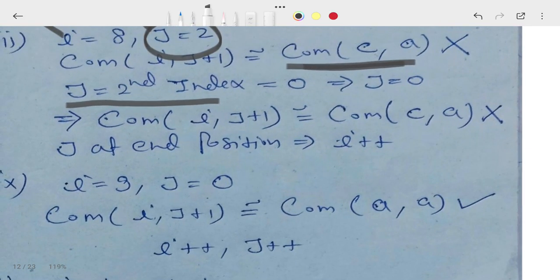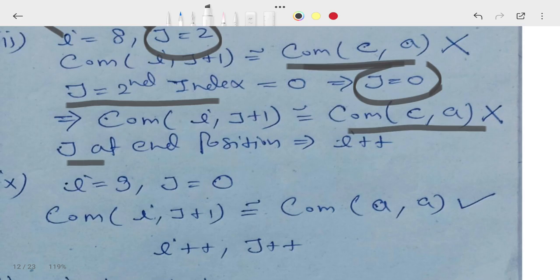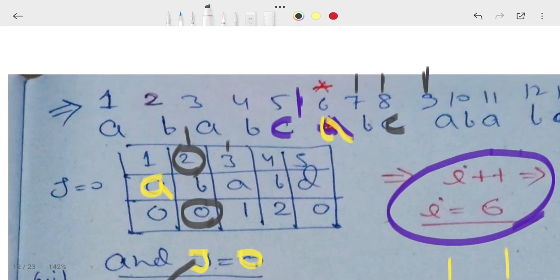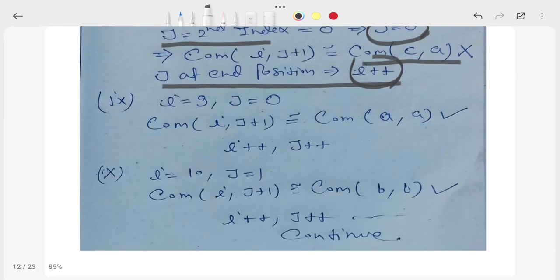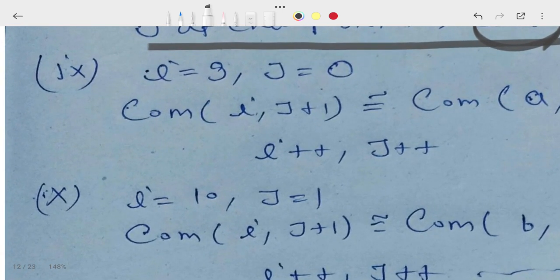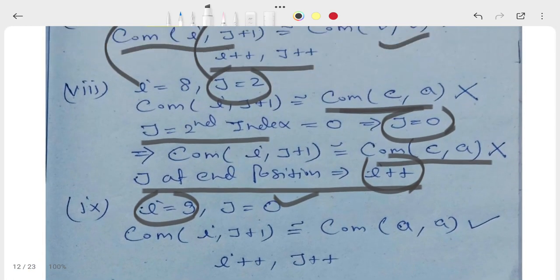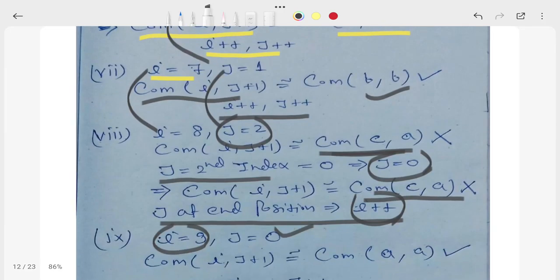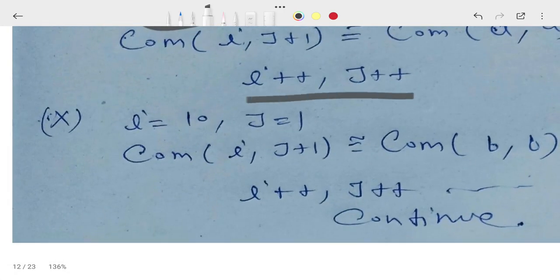So now j is equal to 0. I will compare i and j plus 1, so 0 plus 1 is equal to 1. Again not matching. It means that j is at the end position, so I will shift i plus plus. Same algorithm you have to complete multiple times. So i is equal to 9. Now I am here. Again I will compare i is equal to 9 and j is equal to 0, so I compare i and j plus 1. A matching. This A and this A is matching. Now i plus plus, j plus plus.